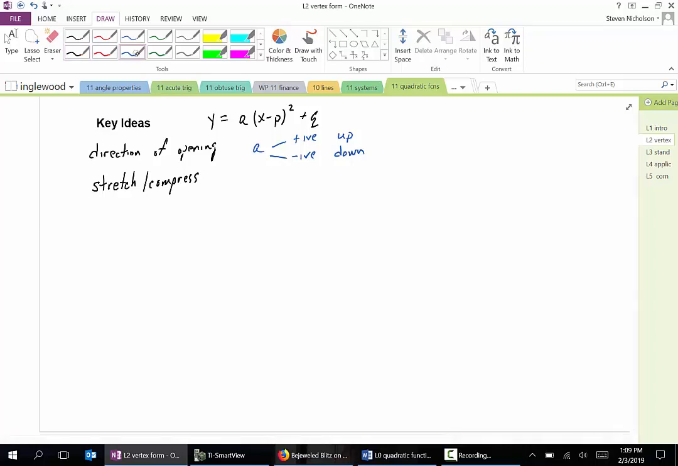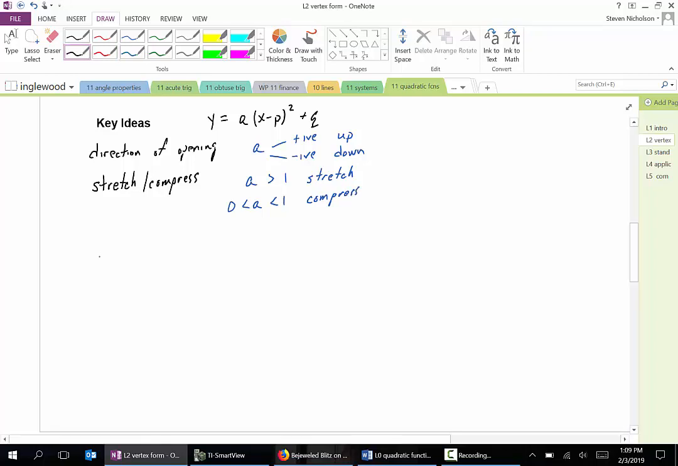Again, what about the stretch compress? Well, the stretch compress is not super important with respect to drawing, but there are those questions that I want you to understand. So when a is greater than 1, it's a stretch. And it doesn't matter if you stretch it up or stretch it down. When a is greater than 0 and less than 1, it's a compress. It gets fatter.